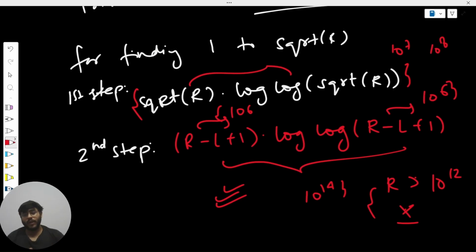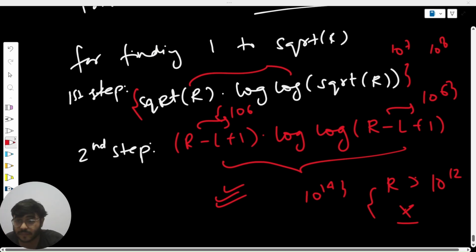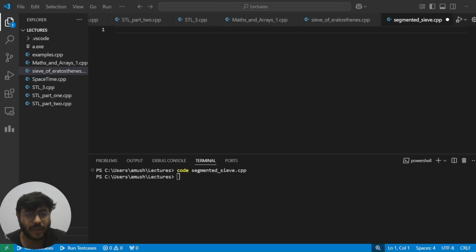Okay. So we have discussed the time complexity. We have discussed how this algorithm works. Let's go down to the code part and actually see how this algorithm performs. Okay, so let's start with the implementation part.